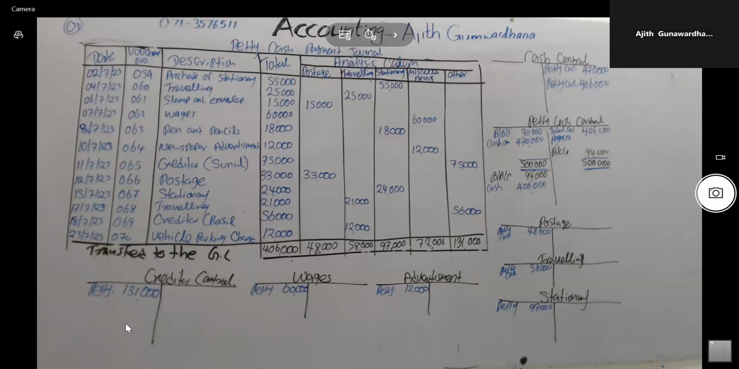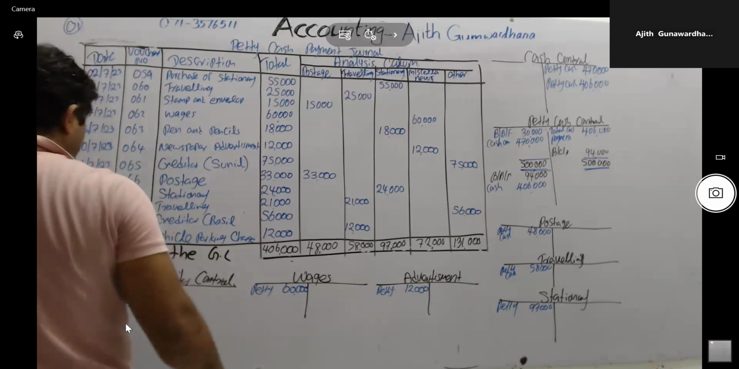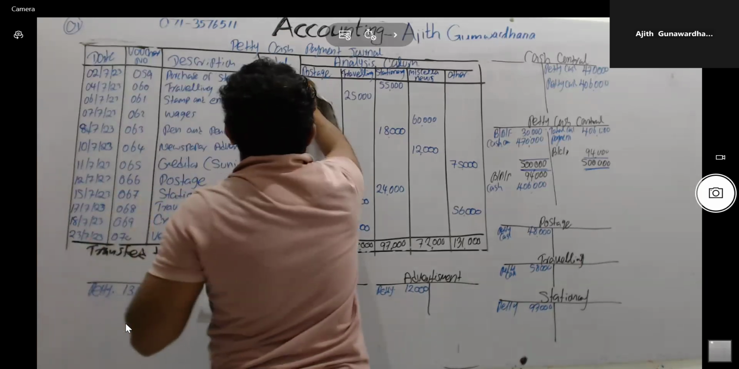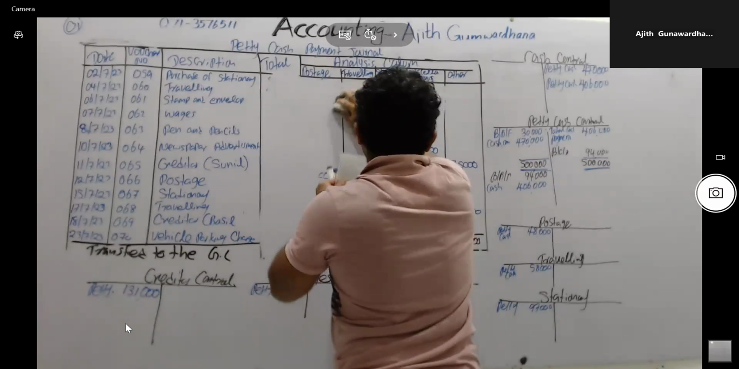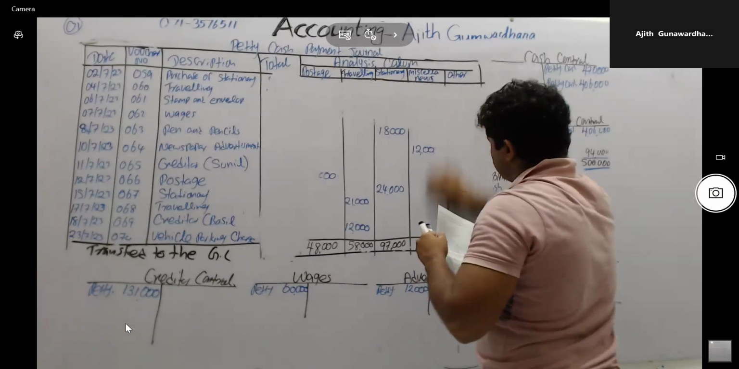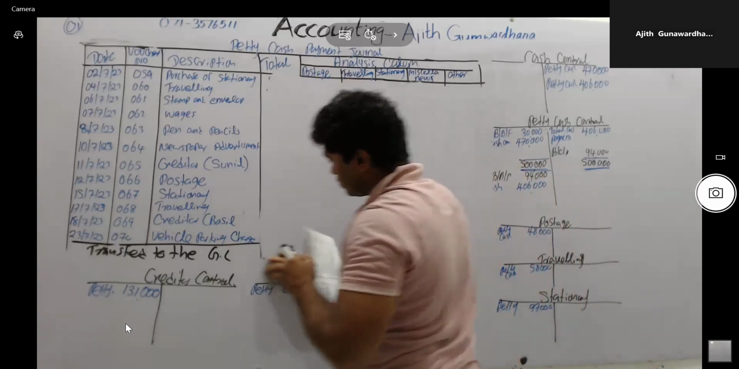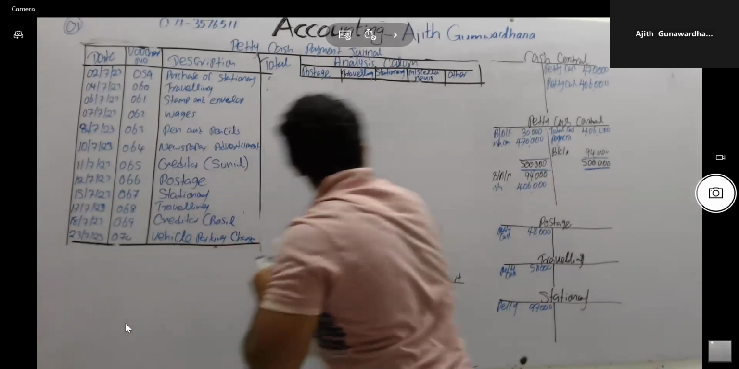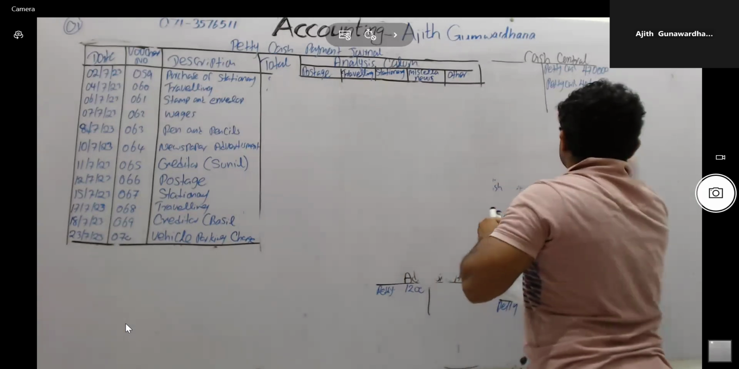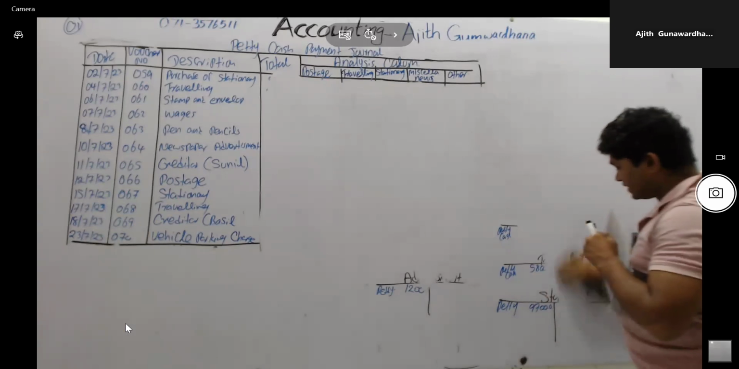Question number two. First, complete the petty cash payment journal. Then think how to prepare the ledger account also. Think of the same transaction.